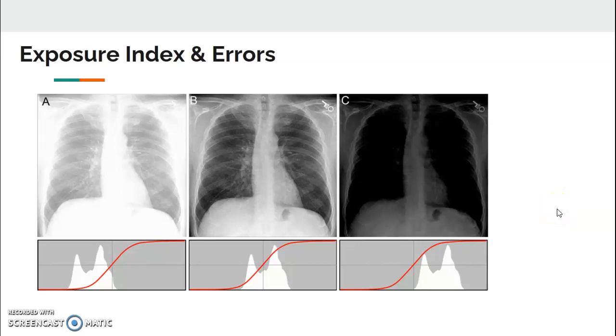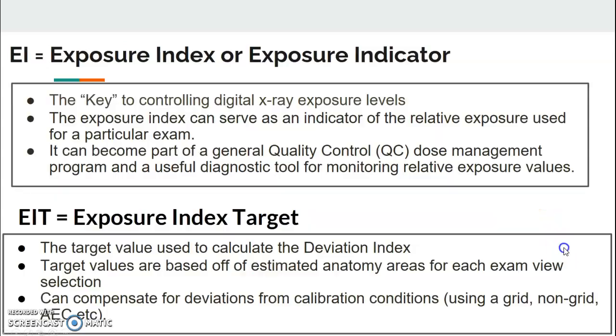We're going over exposure index, and I'll continue in a second one with the exposure errors that you might see terminology-wise. EI versus EIT. EI is exposure index or exposure indicator. It's considered the key to controlling digital X-ray exposure levels. The EI can serve as an indicator of how much exposure was used for a particular exam.